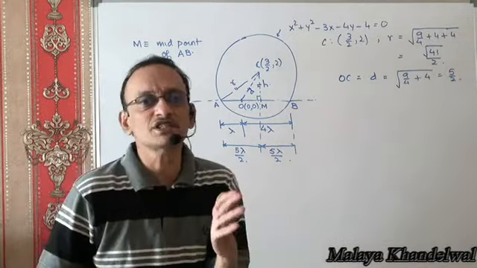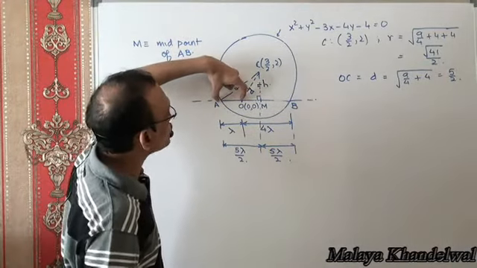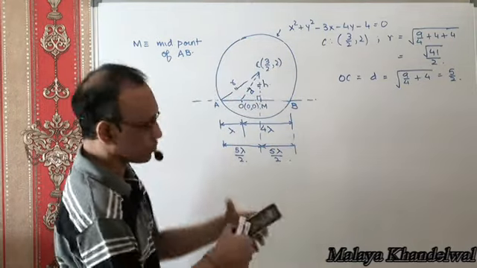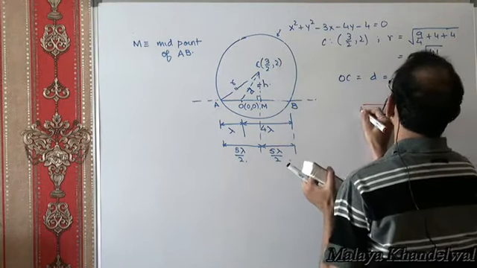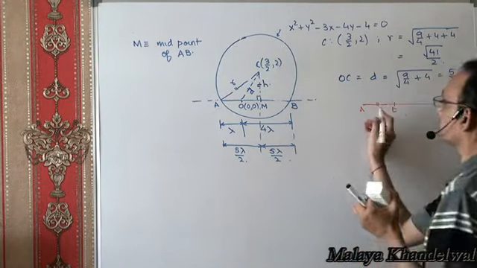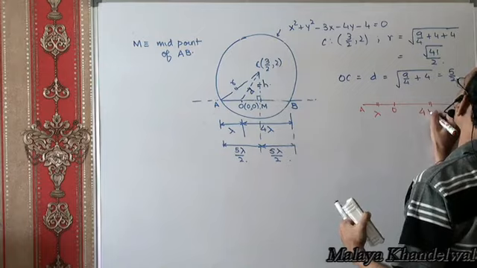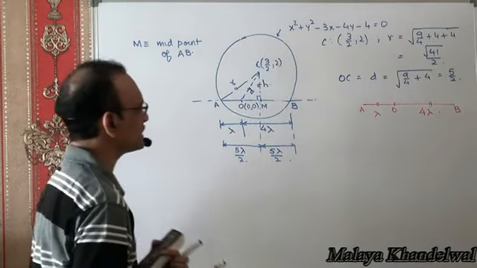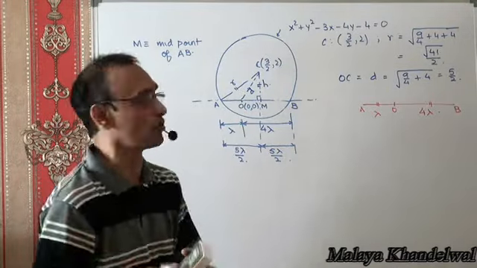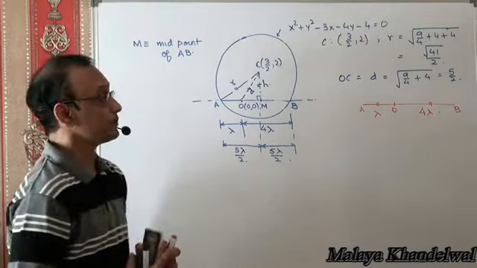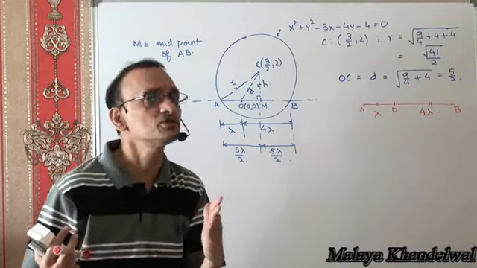But we are interested in a chord AB that passes through O such that O divides AB in the ratio 1:4. That means if I choose AO as lambda, then OB will be 4 lambda. Lambda we do not know, but surely lambda is a positive number, right? So in the ratio lambda is to 4 lambda, 1:4. Such is the chord. We want to find the equation of this chord. Obviously, you'll be able to visualize that there will be 2 such chords.